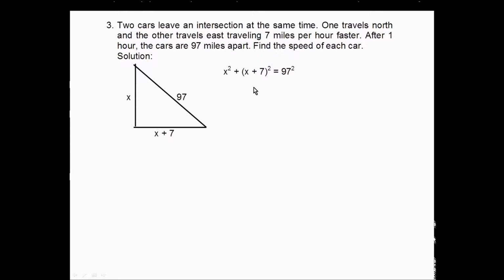Okay, to square the binomial quickly, square the first, twice the product, square the last. Hopefully we've squared enough binomials that you can do it quickly. We're going to have x squared plus 14x plus 49 equals 97 squared. I did it in the calculator and got 9,409.